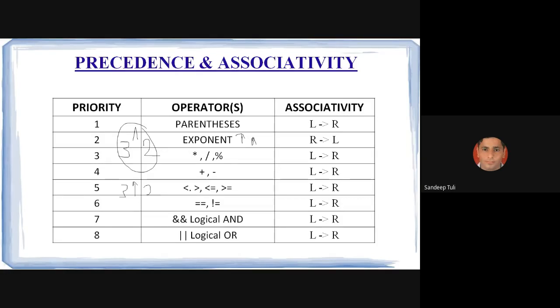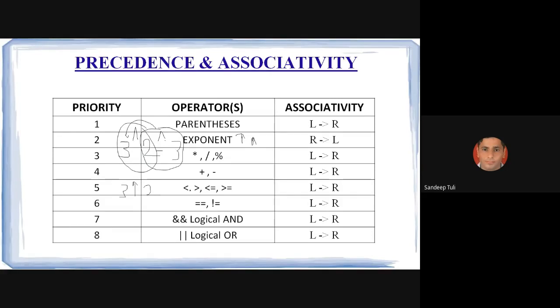If two power operators are there, suppose this is 3 to the power 2 to the power 3. So what does it mean now? It will be right associative. It means first of all 2 to the power 3 will be calculated, and then the result is used as the power of 3. It will not be left to right. You can see that the result will change. What does it mean actually? 3 to the power 2 to the power 3.